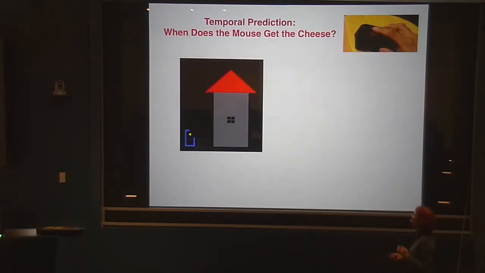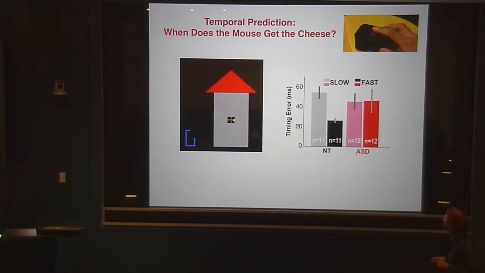The next game is temporal prediction. So here, now the subjects have to predict when the ball appears in the house with a cross. So it is temporal prediction after a ball is occluded. Here, the results look as follows.